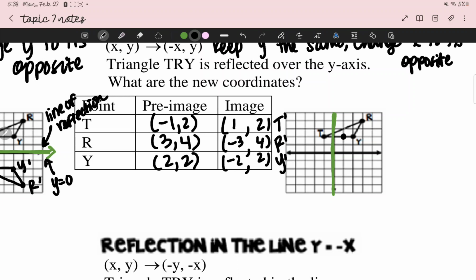All right, T prime is at 1, 2. R prime is at -3, 4. And Y prime is at -2, 2. All right, and I have it reflected over the y-axis.